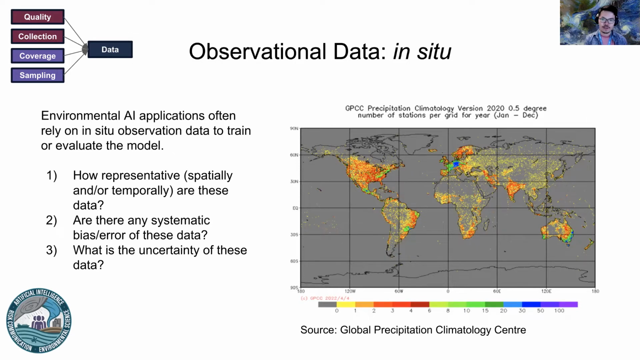And so when you are using those in situ station-based measurements, you want to ask yourself several questions. For example, how representative, both spatially and temporally, are these data sets for your model development and evaluation? And are there any specific systematic bias or error in those data sets? For example, if you are familiar with the sea surface temperature measurements using bucket methods, people need to correct those biases in the old measurement methods, because when you take the bucket out of the water and put it on the boat's deck and try to measure it, there's a daytime bias and also other measurement bias in it. And what's the uncertainty of those data sets, before you feed the data into a model and use it for evaluation and assessment of your model?